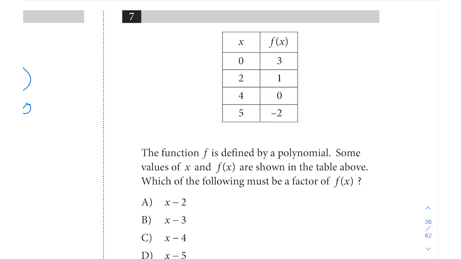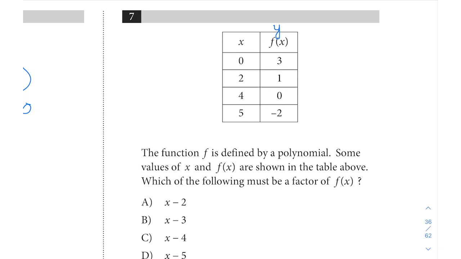So question 7 shows us this table of values for x and for f of x, and another way we can think of f of x, whenever you see f of x, it's really like just saying your y value. And the question reads, the function f is defined by a polynomial. Some values of x and f of x are shown in the table above. Which of the following must be a factor of f of x?